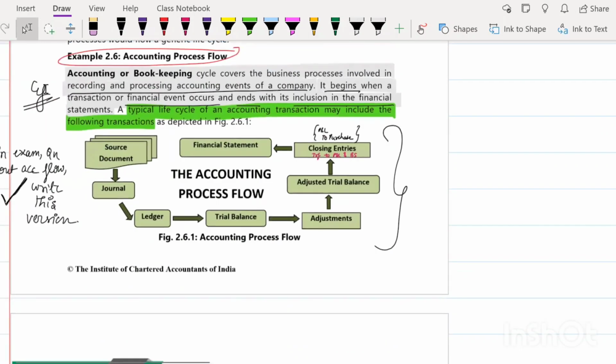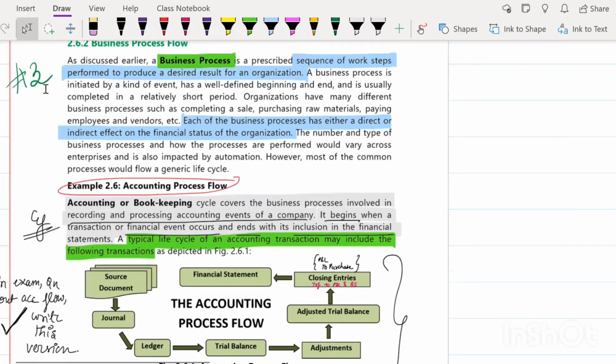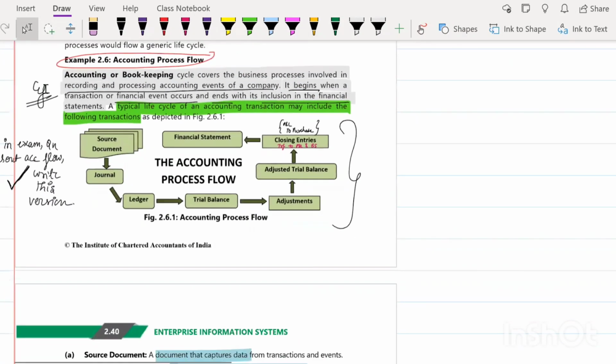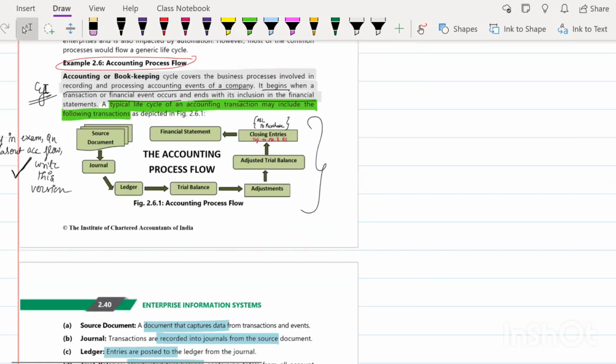Next. So I told you, here there is one concept. This is unrelated to what we were talking until now, but I'll just give you a brief on this. I think in the start of the chapter, we had already studied about accounting process flow, how the process flow will be there in an accounting department. First, you'll pass your journal entry, then you'll get your ledger, then you'll form a trial balance.